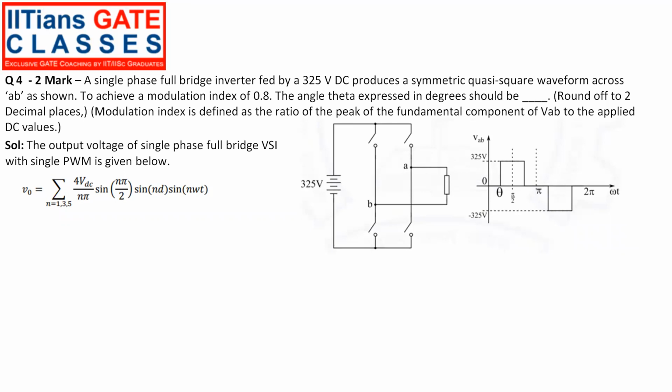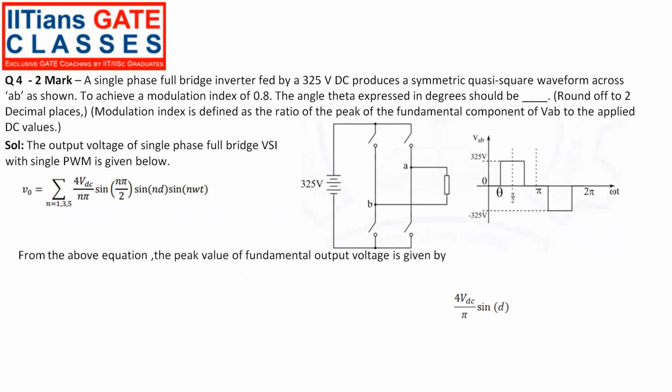So using this output voltage equation, the peak value of the nth harmonic output voltage is given by 4 VDC by n pi sin n pi by 2 sin nd, right? And they are asking us the fundamental. So we have to keep n equal to 1. Then we will be getting 4 VDC by pi into sin d. Okay, that is one equation. That is equation 1.